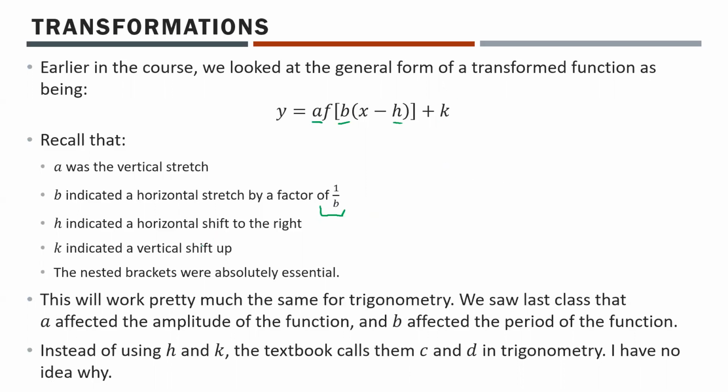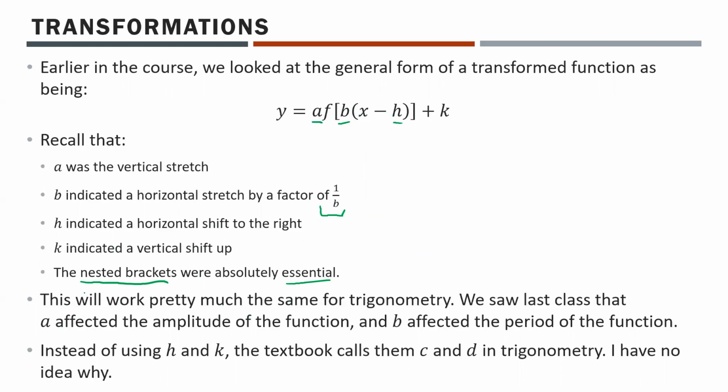And the other thing that we remember from earlier this year was your nested brackets here, separating your b value from the rest of this stuff in here. Those are absolutely essential because otherwise it becomes a little bit confusing what's going on. And if you don't have them there, you just have to factor the b out, and then you find what your new h value was. This is going to work pretty much the same for trigonometry.